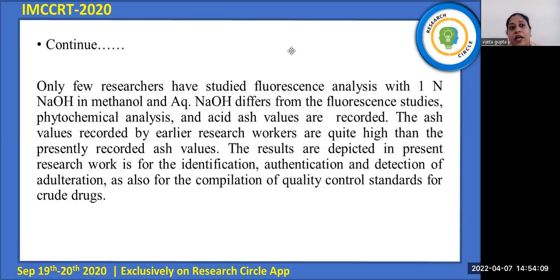Continuing from that, only a few researchers have studied fluorescence analysis with one normal NaOH in methanol and in aqueous NaOH, which differs from earlier studies. Phytochemical analysis and acid ash values are recorded. The ash values recorded by earlier research workers are quite high compared to the presently recorded ash values. The results depicted in the present research work are for the identification, authentication, and detection of adulteration, as also for the completion of quality control standards for crude drugs.